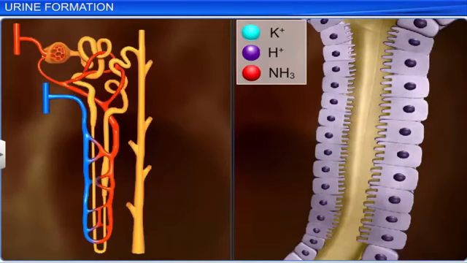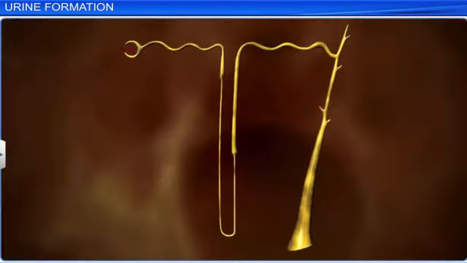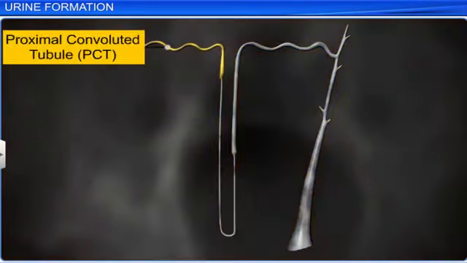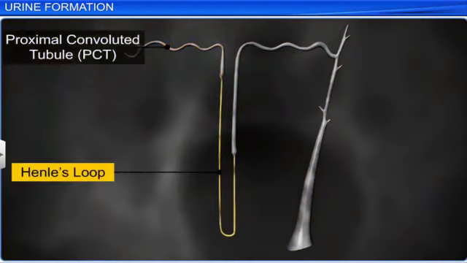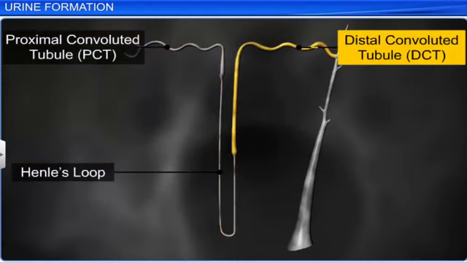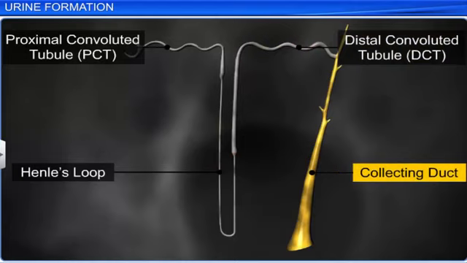Apart from absorption, the cells in the renal tubule also selectively secrete substances such as potassium and hydrogen ions and ammonia into the filtrate to maintain the pH and ionic balance in body fluids. This process of reabsorption and secretion occurs in different parts of the renal tubule, namely the proximal convoluted tubule or PCT, Henle's loop, and distal convoluted tubule. The collecting duct also takes part in the process.